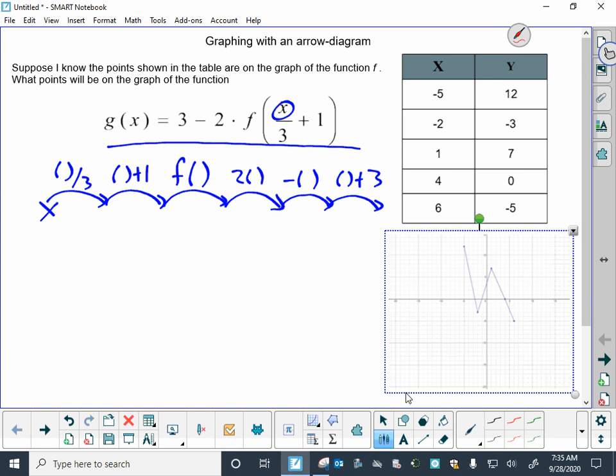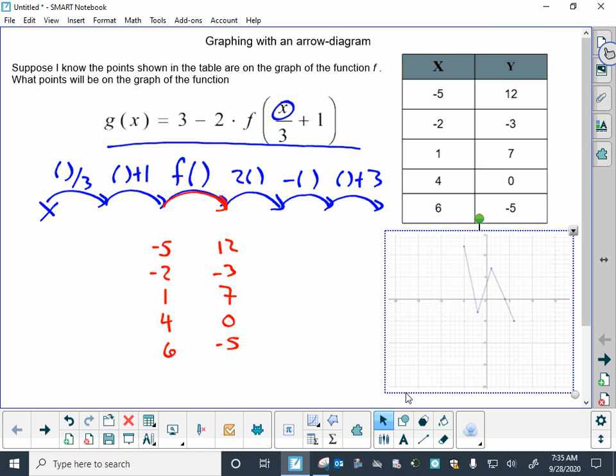And what I can do then is I've got to have something that I know on there. Well, I've got this arrow f in the middle, and I know about 5 points on f. I know that an input of -5 leads me to an output of 12. -2, -3 is a point on that graph. 1, 7, 4, 0, and 6, -5.